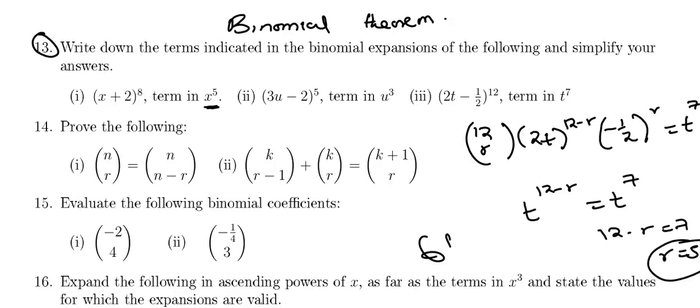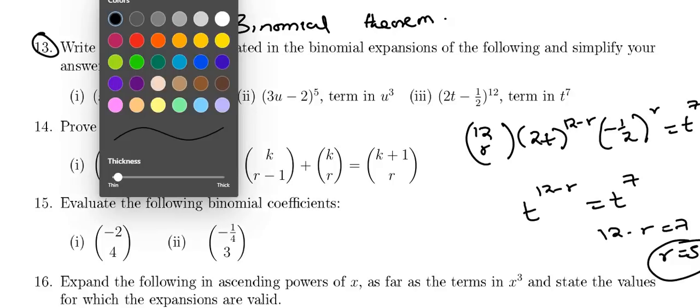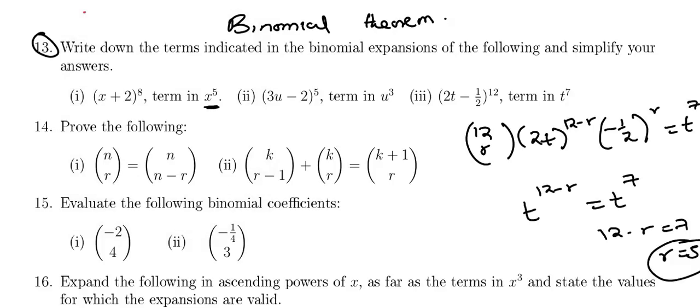Meaning this is the 6th term, right? Add 1 to the r to get the term. So this is the 6th term. That's what we want. And if it's the 6th term, we can actually get it. Wherever there's r now, we can put our 6. So here we can put our 6.